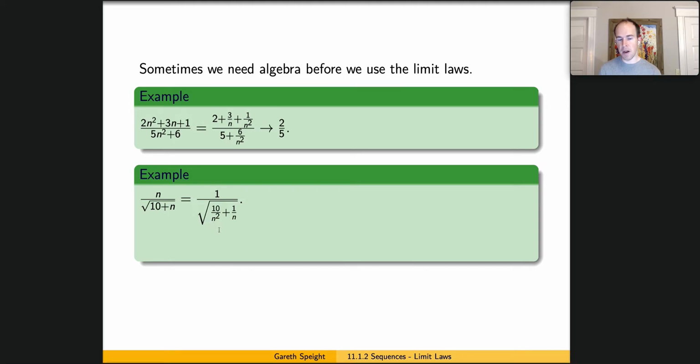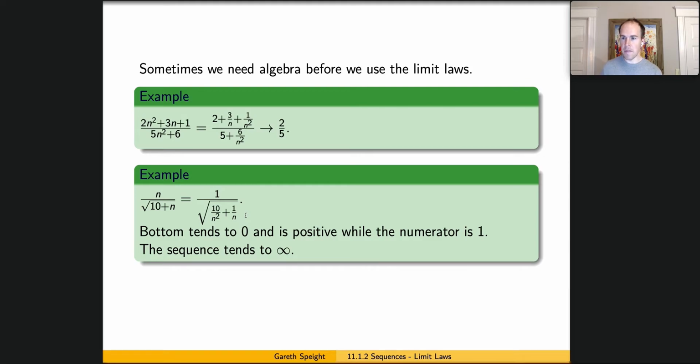And then if we look at what's happening on the inside as n goes to infinity, that goes to 0. And the square root of something going to 0 still goes to 0. Then we have a fraction where the top is 1 and the bottom is going to 0, and everything is positive. So that means it's going to go to infinity. Okay, so sometimes algebra combined with the limit laws is all we need. But in other cases, we might need some other tools.